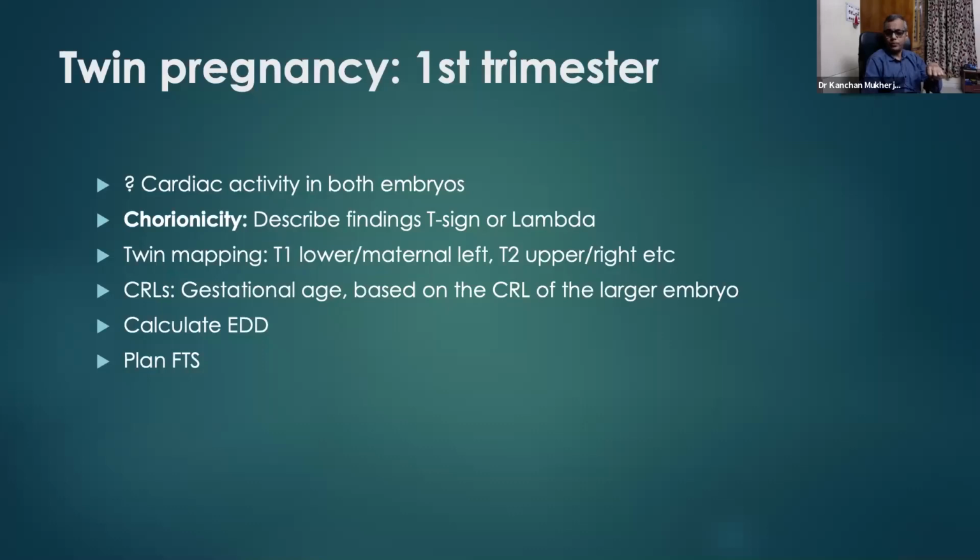Crown rump lengths, of course, must be mentioned for the 2 different fetuses so that the EDD can be calculated based on the larger CRL. And again, you guide them for further management like FTS, first trimester screening.